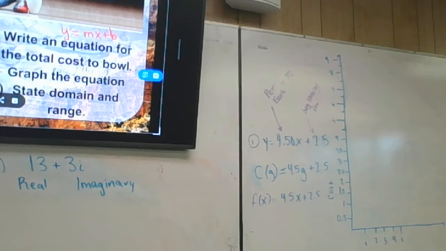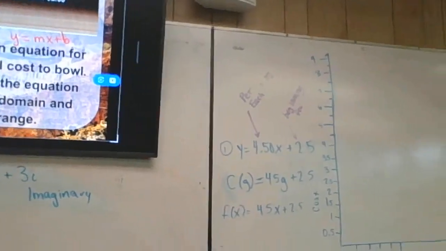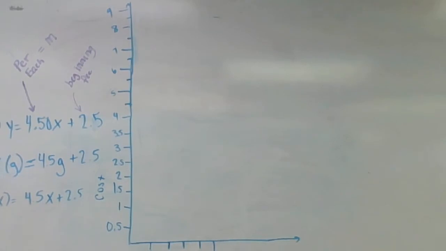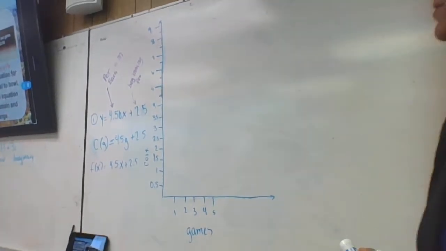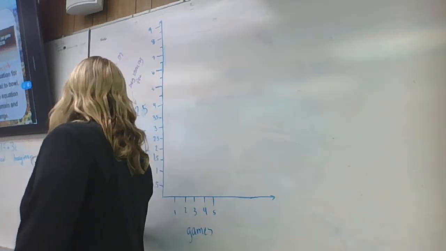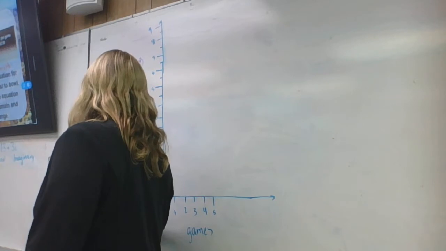All right. This is podium. No, we're gonna graph using slope. This isn't gonna stay here. This isn't everyone's. The number of games. X is the number of games.